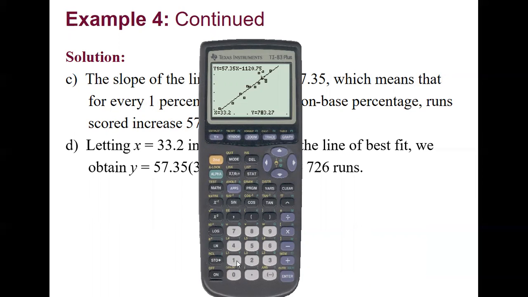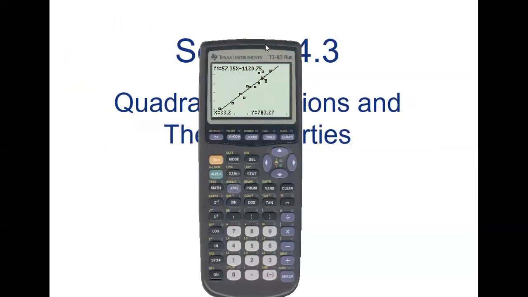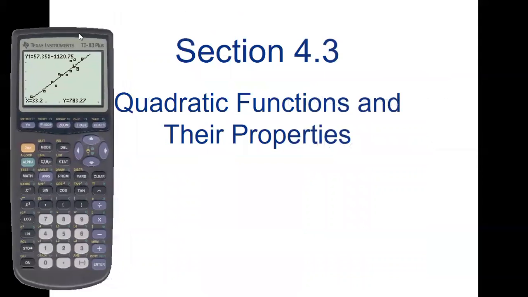Okay. So it's a pretty nifty little thing to do with the calculator, and hopefully you're okay with it. So that's 4.2, modeling via technology. Questions about modeling via technology?